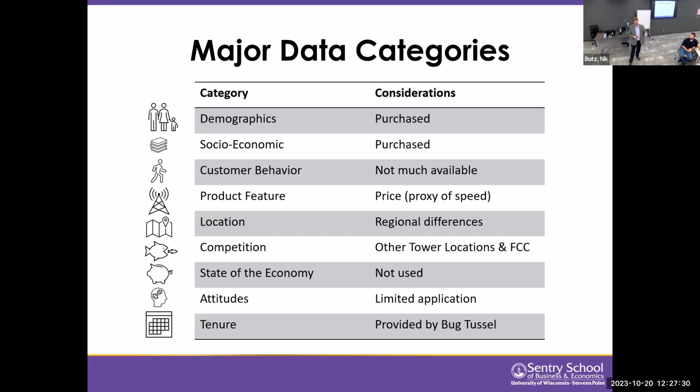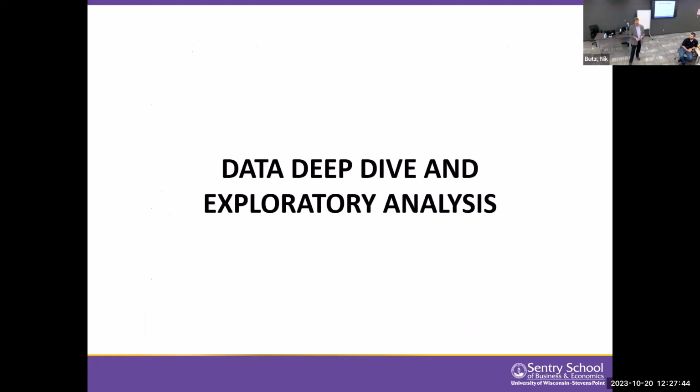Of course, there are other things like competition. It's not just fixed wireless access. It's also going to be cable and fiber optics, but that's not as prevalent, obviously, in rural communities, although that is changing a bit. So with that, I'm going to hand it over to my competent student. There you go. Thank you. Sure.